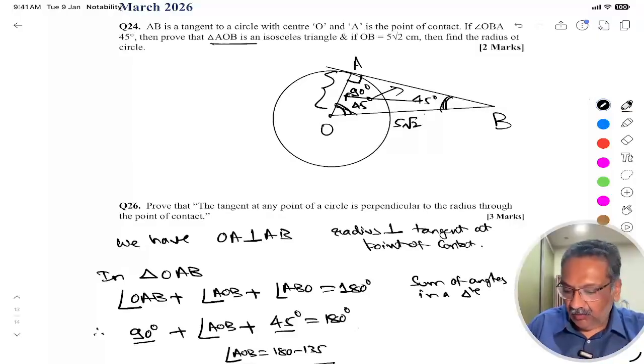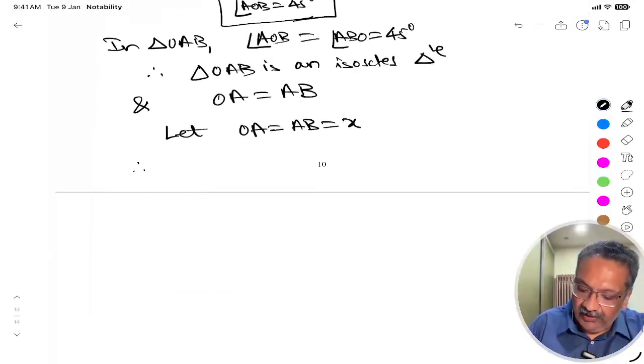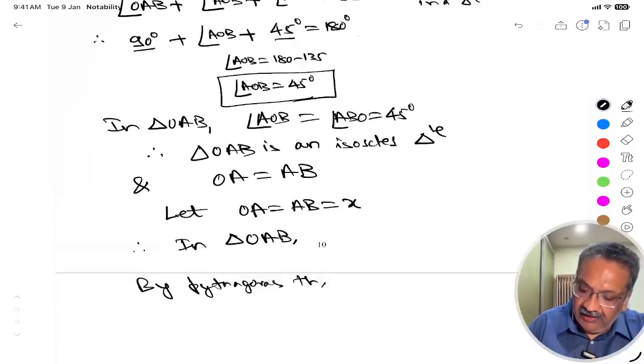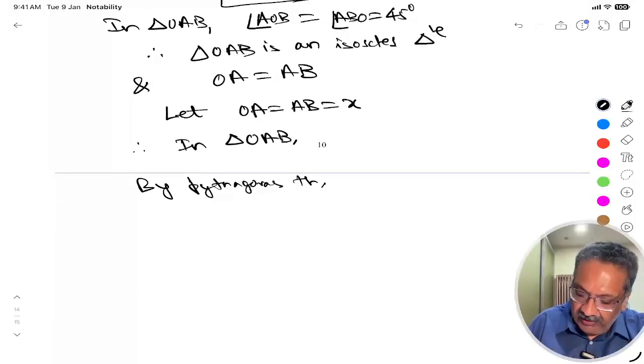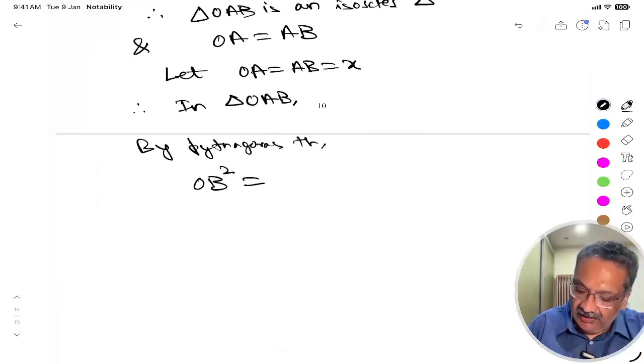So now what will we do? We know one side. Let OA be equal to AB be equal to X. Therefore, this is a right angle triangle. In triangle OAB, by Pythagoras theorem, we have square on the hypotenuse, OB square, is equal to OA square plus AB square.